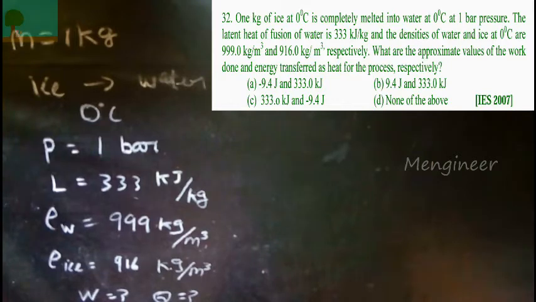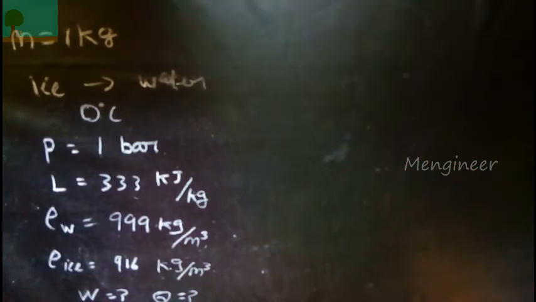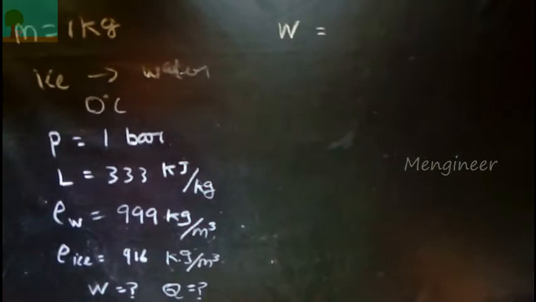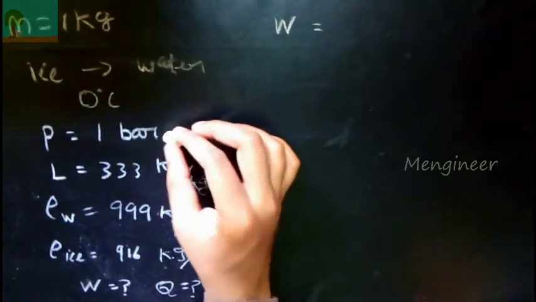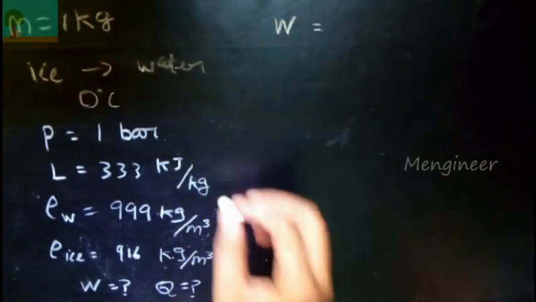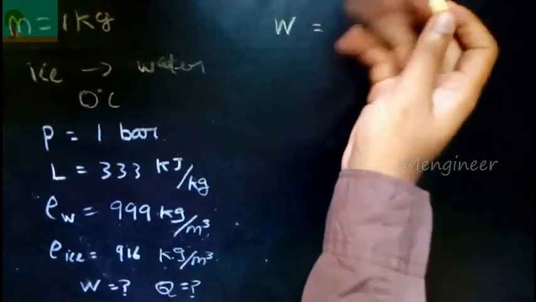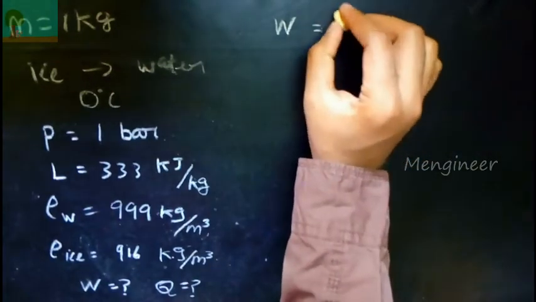Already in my previous video I have told the difference between the latent heat and the specific heat. Here in this problem the heat transfer is taking place at constant temperature and there is a phase change. So there is no temperature change, but there is a phase change, which means it's a latent heat. So the value of Q will be just the latent heat.